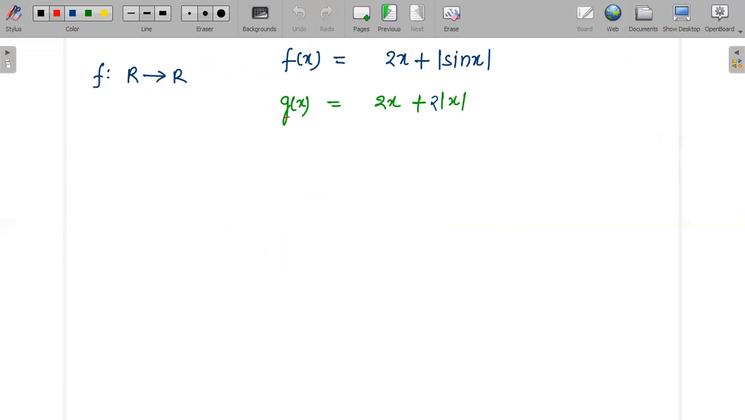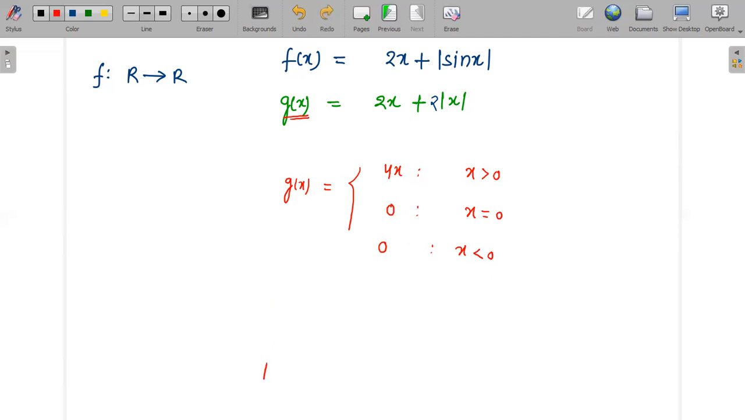So let me check one more. This time g(x) is what I'm working on. The function is from R to R. See, we have 2x plus 2 times mod x. So first of all, I need to define this function piecewise. For g(x), it will be equal to 2x plus 2x, which is 4x, only when x is greater than 0. The function will be equal to 0 when you put the input as 0. Whereas it will still be 0 when you put values which are lesser than 0.